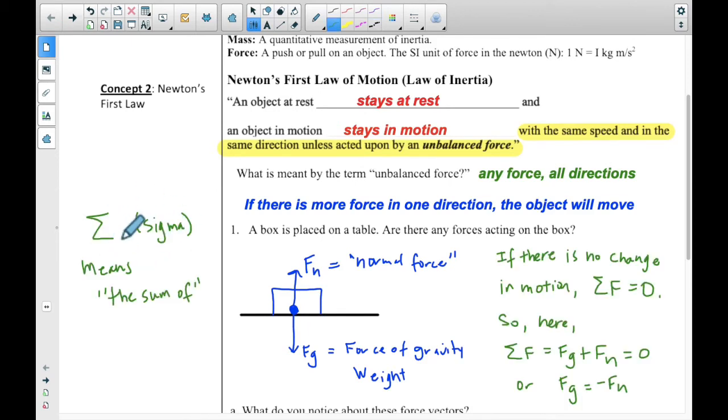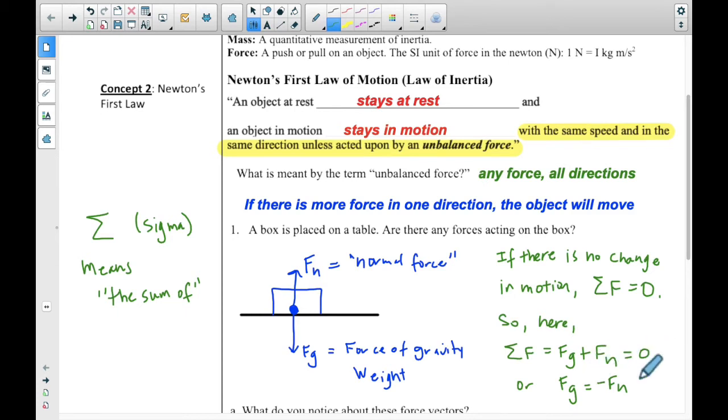Okay, we have a new notation. It is this sigma. It's a Greek letter sigma. And that sigma, what it means is the sum of. So if you see sigma something, it means you're supposed to add stuff up. So over here, I have written down that if there is no change in motion, so this box is not moving, then the sum of the forces is 0. So in this example, the sum of the forces, which is the force of gravity and the normal force, if we add those up together, then they would be equal to 0.